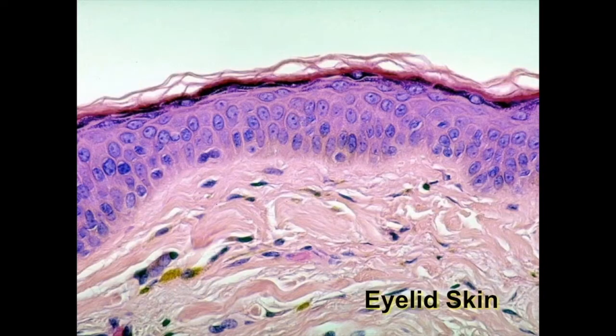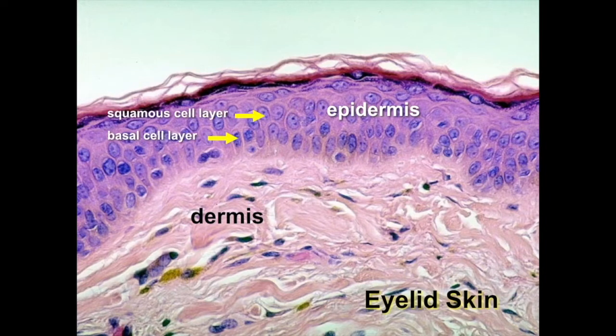The eyelid skin is very delicate and generally lacks rete ridges. We have an epidermis and a dermis, a basal cell layer, a squamous cell layer, also called a prickle cell layer, stratum spinosum or Malpighian layer, a granular cell layer, and a delicate horny layer, stratum corneum of keratin.